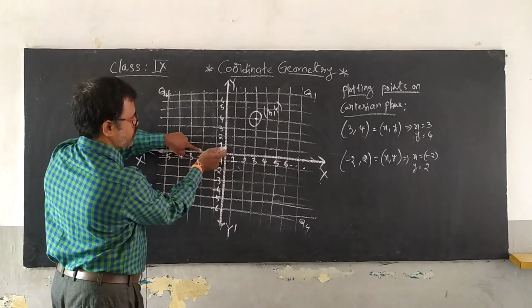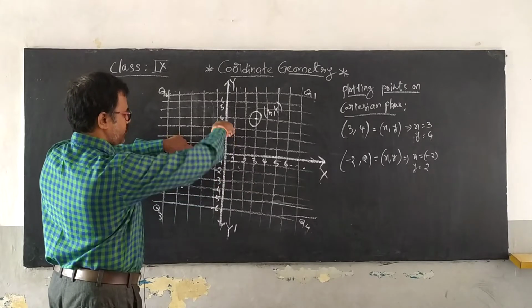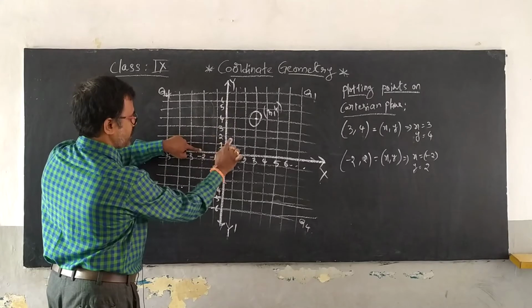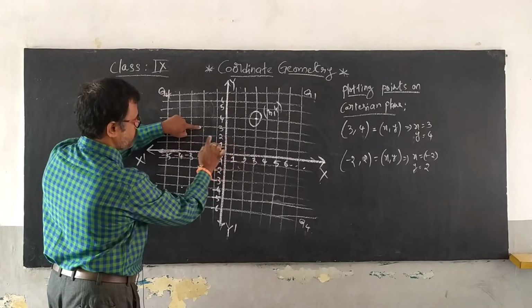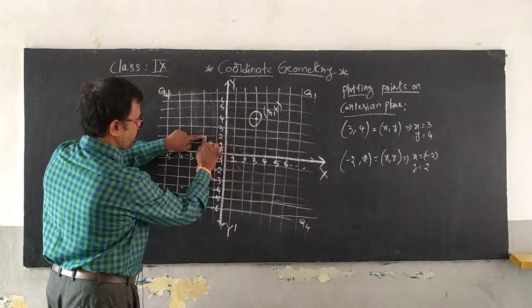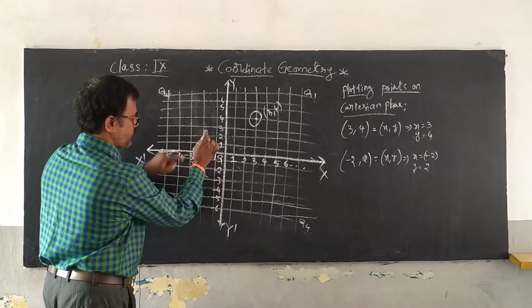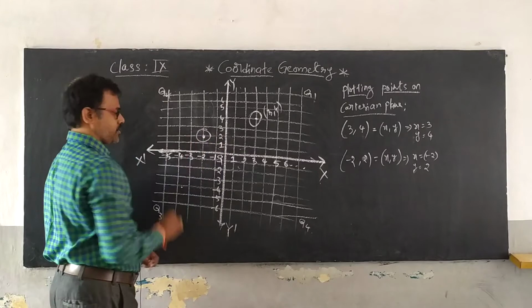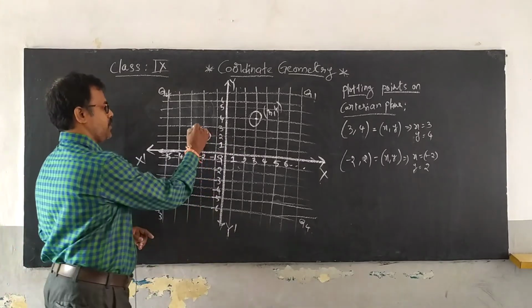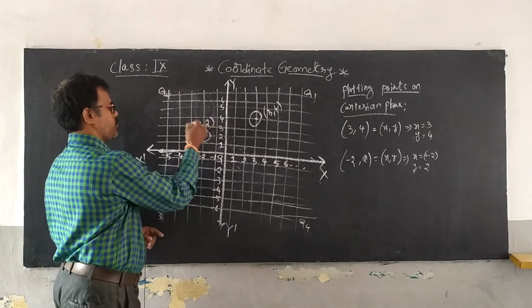So y is equal to 2. See 1, 2, y is equal to 2. So this is your next line. Now this minus 2 and this plus 2, both of the lines meet at one point. You observe carefully. X is equal to minus 2 and y is equal to 2. Both meet at a point, and this point is called minus 2 comma 2.